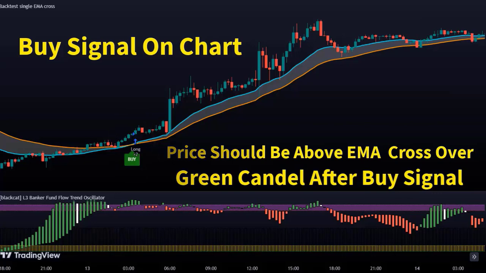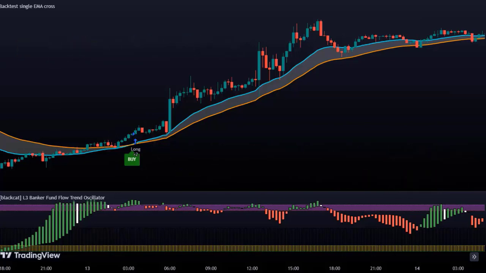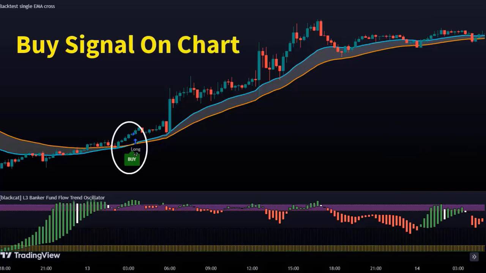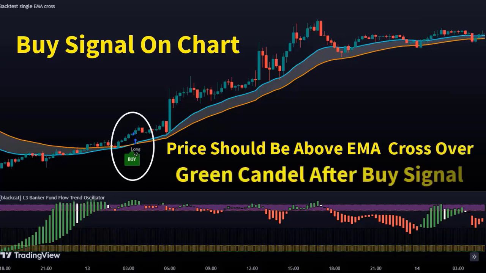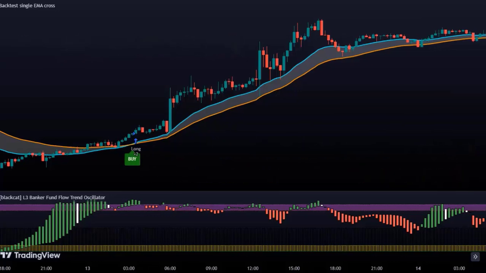But eventually, we need to see a positive candle after the buy signal. In this case, we can see that all three conditions have been met. There is a buy signal on the chart. The price is above the EMA crossover, and a positive candle has appeared after the buy signal. This gives us a strong indication that we should enter a buy trade.